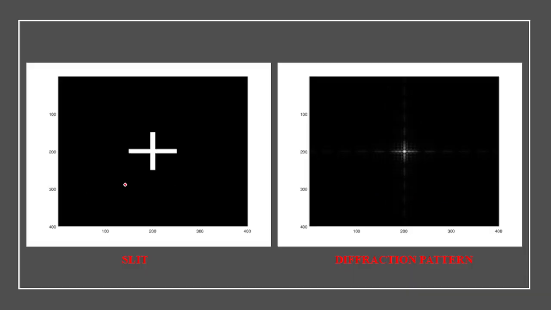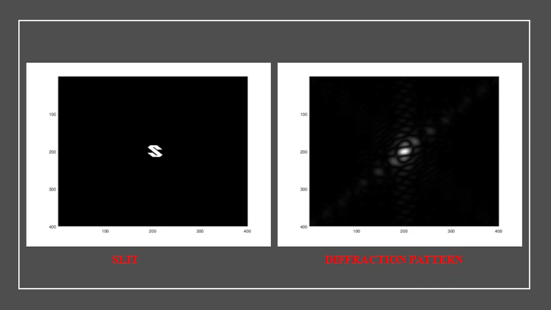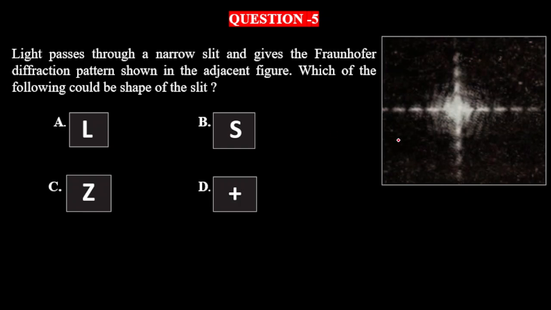And then I have also generated the diffraction pattern associated with the plus shape, and also with the Z shape, and also with S-shape slits. So looking at this fourth figure and the diffraction pattern that is given in the question, we can say that this L shape will give this diffraction pattern. So our correct answer will be L.